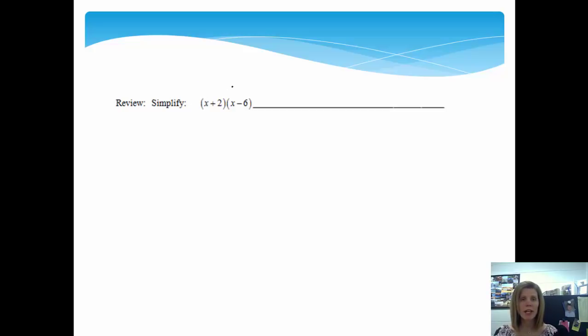So this first one, if I ask you to simplify this, some people are arrow drawers and some people are box drawers. I think most people are arrow drawers, so that's the way that I'm going to do that. If I were to multiply this, remember we do x times x, which will be x squared. X times negative 6 will be negative 6x. 2 times x will be positive 2x. And then 2 times negative 6 will be negative 12. Okay? If I combine like terms, I'm going to get x squared minus 4x minus 12.